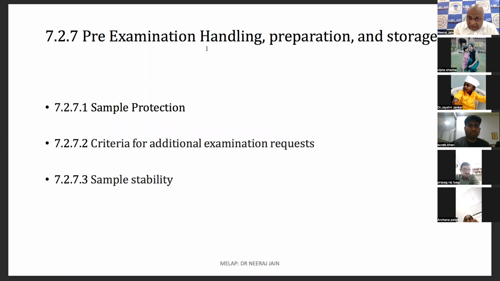Sample shall be protected. After receiving in the lab, there is some delay in the test to be performed. If you are asking for additional tests, for how long you can ask for the additional test, the laboratory has to document, and the laboratory has to ensure sample stability also.